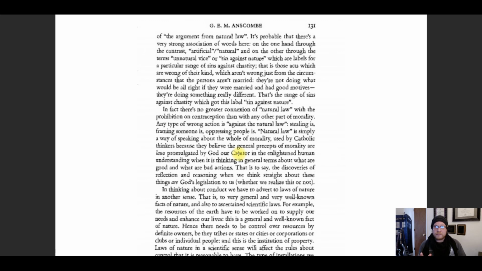If you understand the end of an action, the goodness of what we do is tethered to the end of that action. So, for example, murder is a violation of the natural law because the end of human beings is to live. And Anscombe would say here, people wouldn't make a big fuss about that. Everybody would agree with that, and that's something that we know via reason.